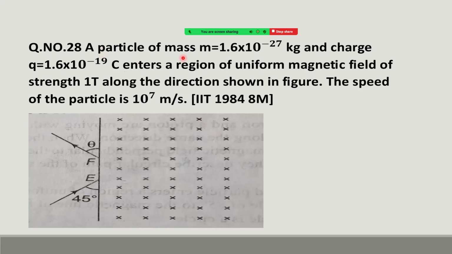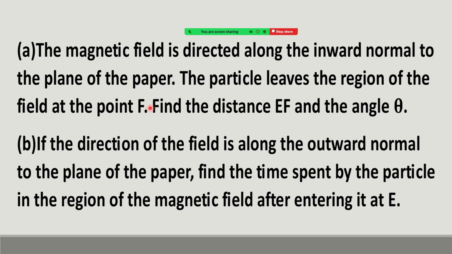A particle of mass 1.6 × 10^-27 kg and a charge 1.6 × 10^-19 coulomb enters a region of uniform magnetic field of strength 1 Tesla along the direction shown in the figure. The speed of the particle is 10^7 meter per second. The magnetic field is directed along the inward normal to the plane of the paper.